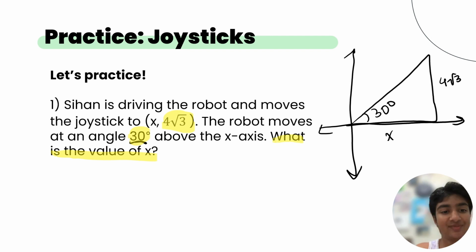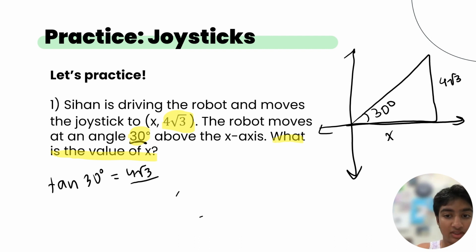Okay, let me spoil it. It's tangent. Remember, SOHCAHTOA. Tangent equals opposite over adjacent. So tangent 30 degrees equals opposite 4 root 3 over adjacent x. Okay, so now let's go through it. Remember that tangent 30 degrees is also root 3 over 3. Now we have this, right? We have this right here.